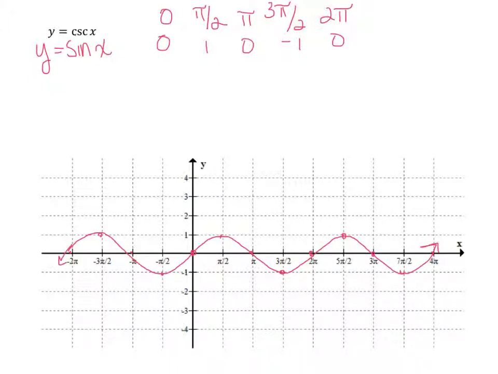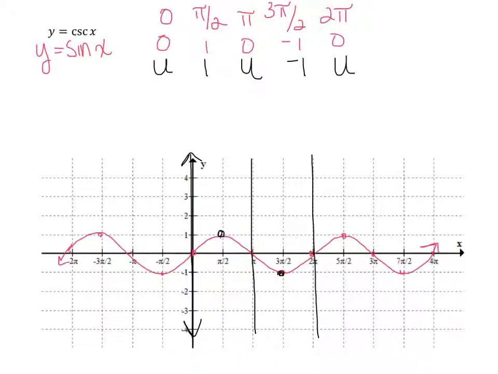So as we begin to plot cosecant, those same rules are going to apply. The reciprocal of 0 is undefined. That means there's an asymptote. The reciprocal of 1 is 1. The reciprocal of 0 is undefined. The reciprocal of -1 is -1. The reciprocal of 0 is undefined.